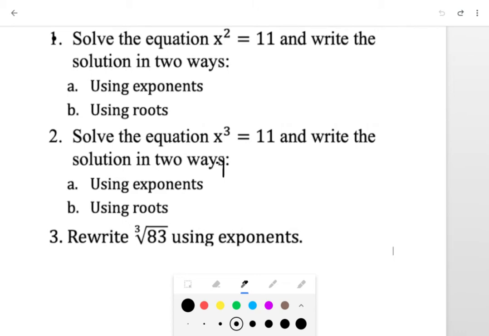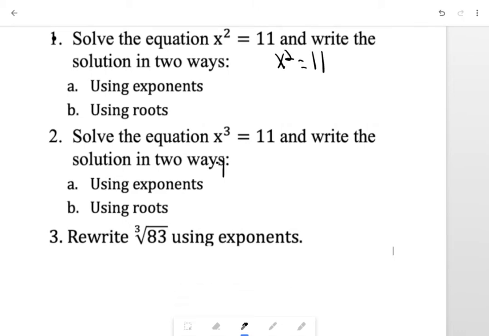So let's look at this one. x squared equals 11. Okay, we learned way back in our quadratics unit that I can solve this because the exponent here is squared. I can solve it by taking the square root of both sides. Now, why can I do that? I can do that because square root and squared cancel each other out.